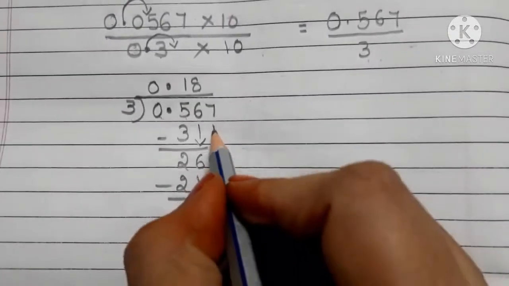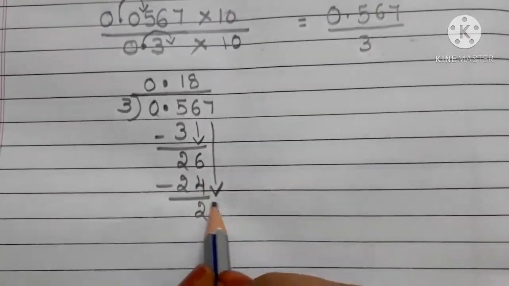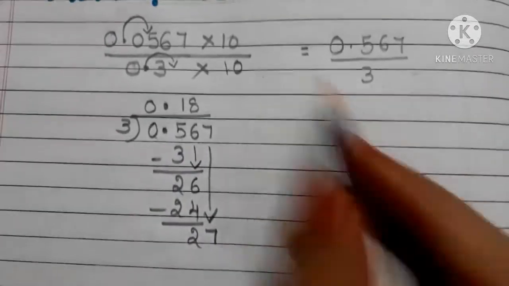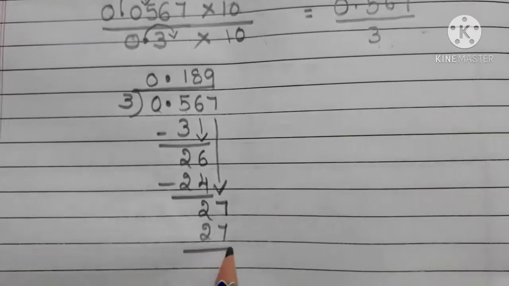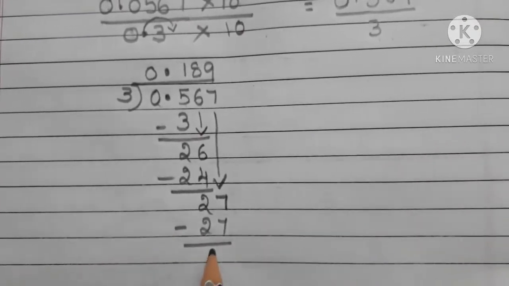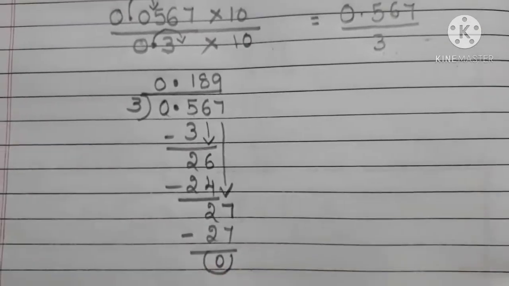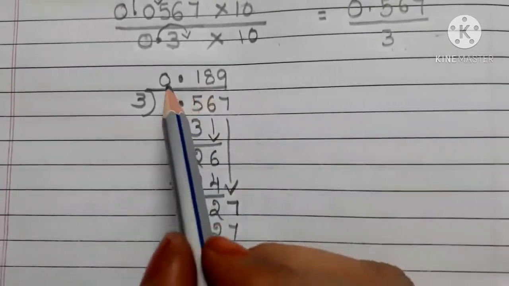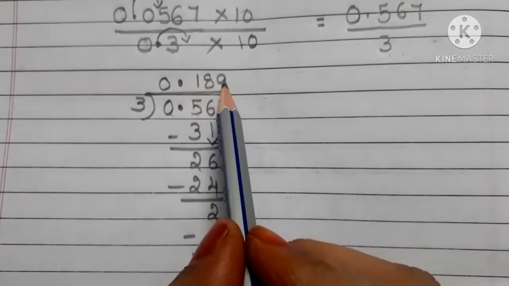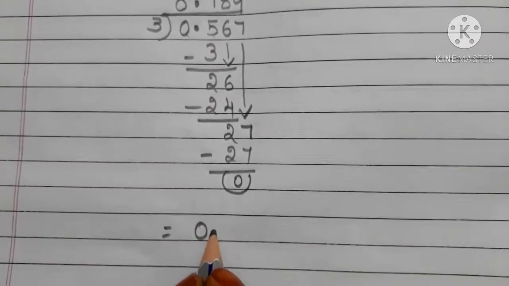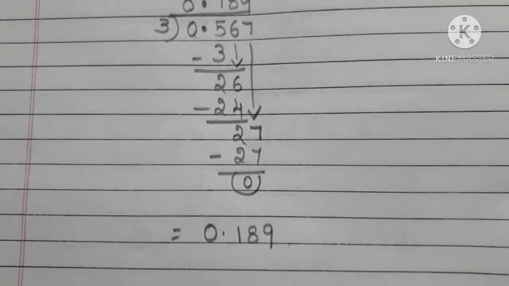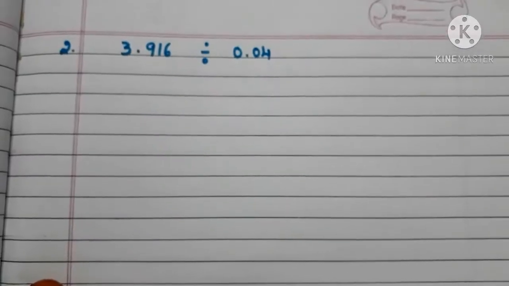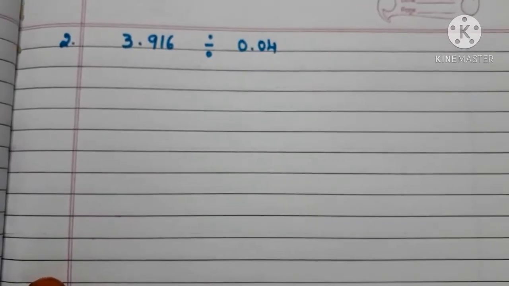Now down the number 7. 3 9s are 27, right? So write 9 here, 27 here. 27 minus 27 is 0. So the quotient is 0.189. Right here. 0.189. Okay. Now let us go to another example.